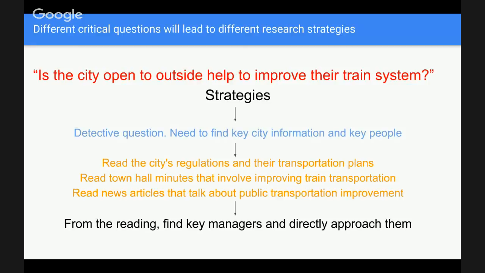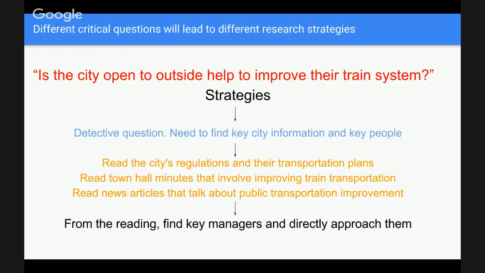what is your position on getting outside help to improve the train system? I'm trying to understand. I'm an entrepreneur. I want to help you guys out. What do I need to do to help you? This is basically a type of research that you need to think of as if you're a detective.